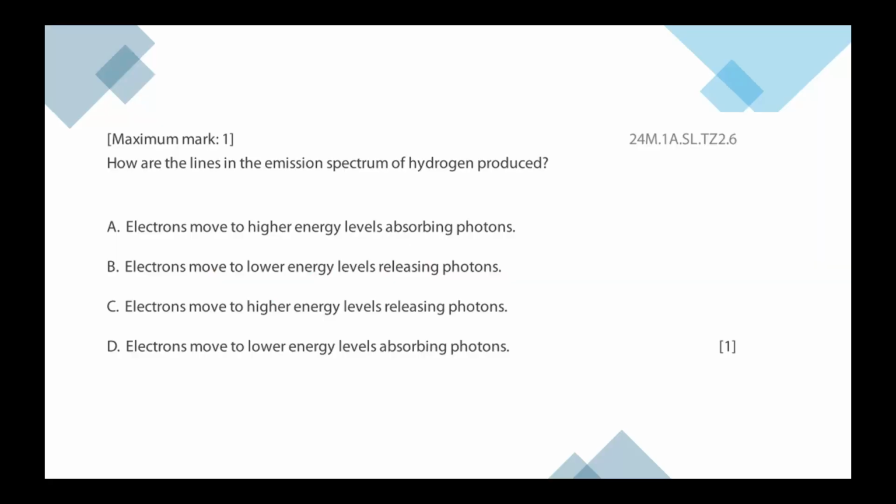All right, here's our question. Give it a read, pause, read the question, and then we'll go through it. How are the lines in the emission spectrum of hydrogen produced? A, electrons move to higher energy levels, absorbing photons. B, electrons move to lower energy levels, releasing photons. C, electrons move to higher energy levels, releasing photons. And D, electrons move to lower energy levels, absorbing photons.